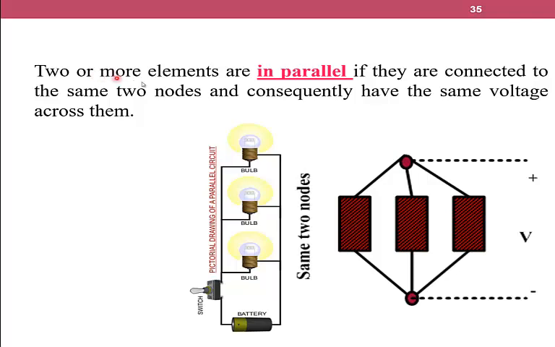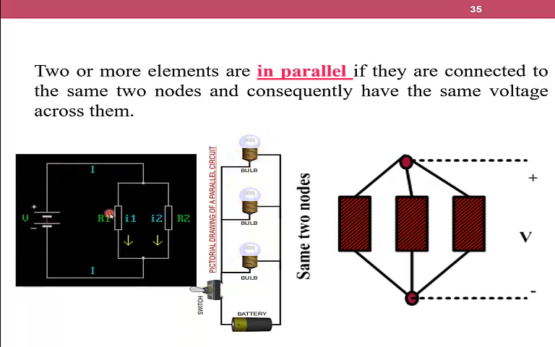The other concept here: two or more elements are in parallel if they are connected to the same two nodes and consequently have the same voltage across them. For example, these three resistors have three wires and they share the same node from one side and the same node from the other side, so they are connected in parallel, which means that the voltage across the three resistances, or the three bulbs here, is the same. If this battery has 5 volts, then 5 volts will be applied to the first, second and third bulbs.